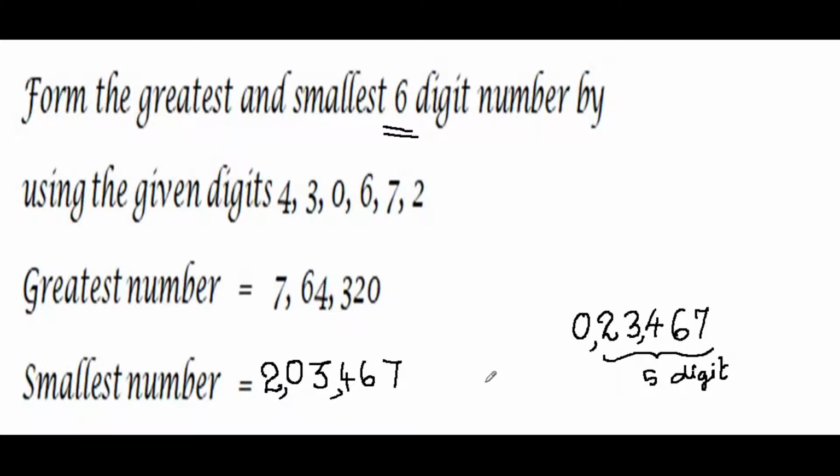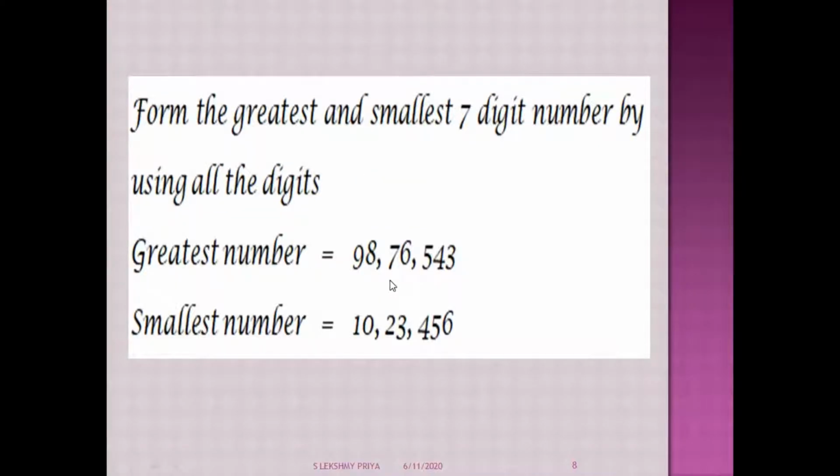Now you just read the number. It is 2,03,467. Correct. Let's discuss one more example. Form the greatest and the smallest 7-digit number by using all the digits. All the digits means how many digits are there? Correct. 10 digits are there, 0 to 9.